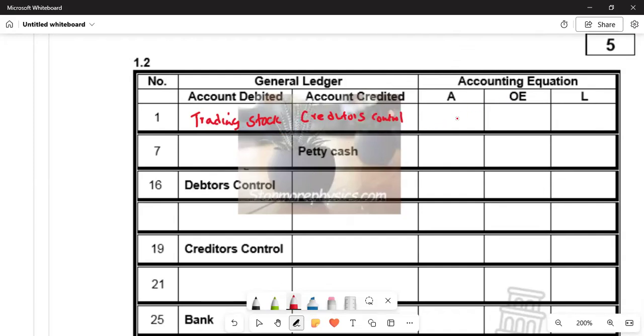So now we want to know the accounting equation. We are going to buy stock, so it means we are going to increase our stock. Our assets are going to be increased, so we are going to say plus 9,720. Also our liabilities are going to increase by 9,720 because we bought the stock on credit. So that is that.